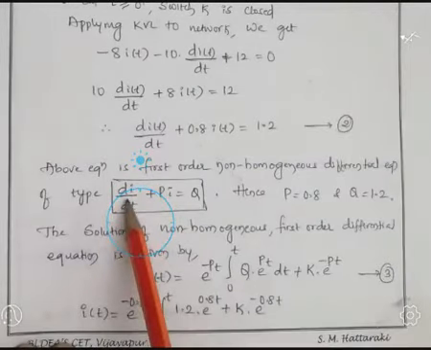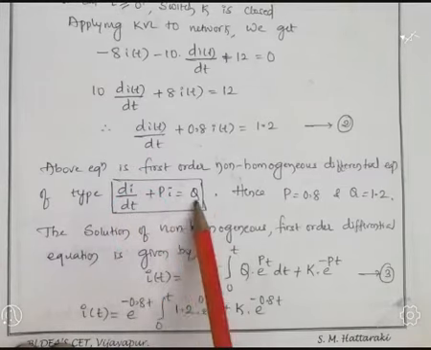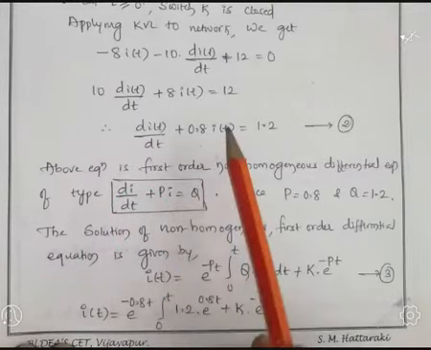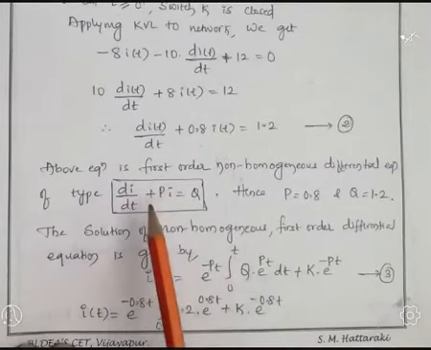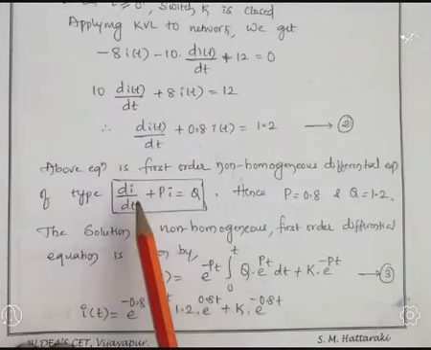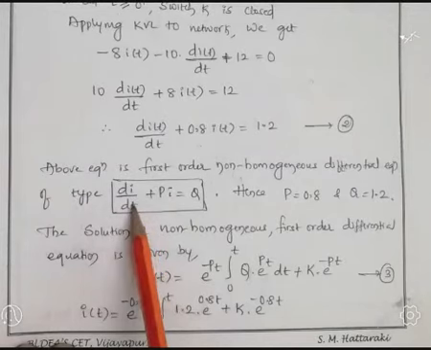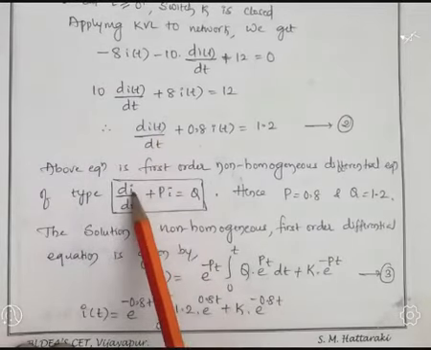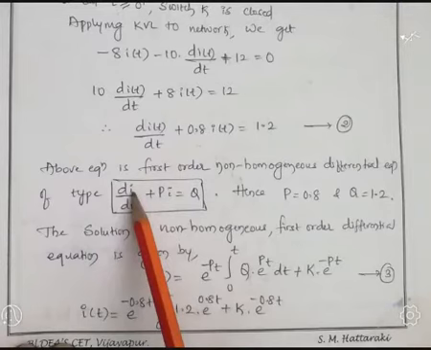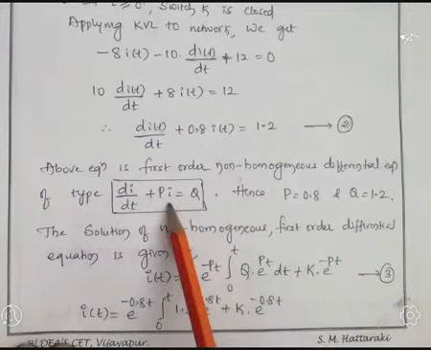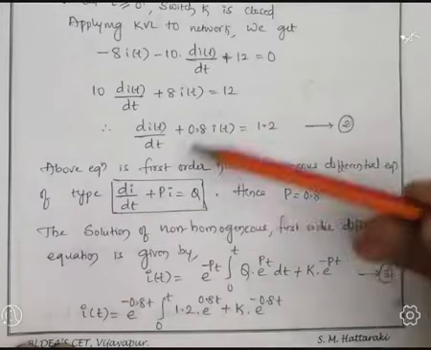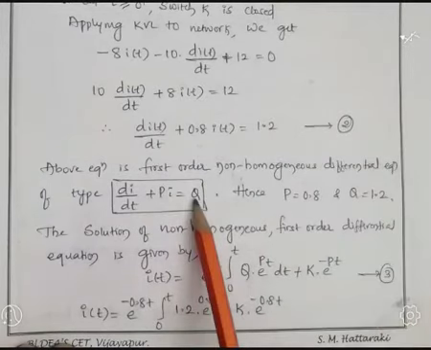di/dt plus pi is equal to q. Compare these two equations. This is also a first order non-homogeneous differential equation. Instead of it, here I have written i, p is nothing but 0.8, q is nothing but 1.2. Comparing these two equations, we can write p is equal to 0.8, q equal to 1.2.